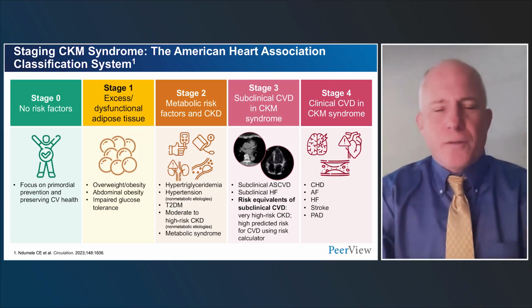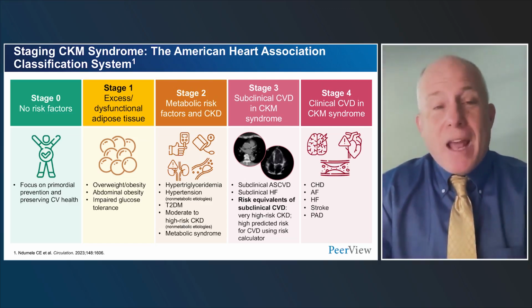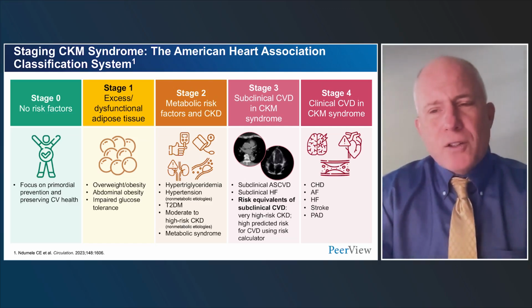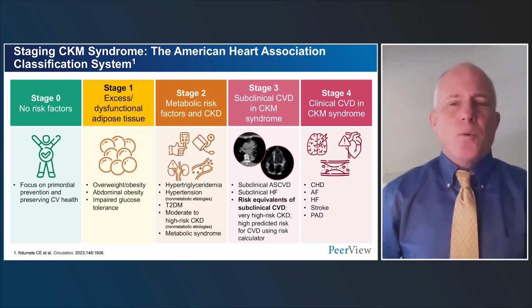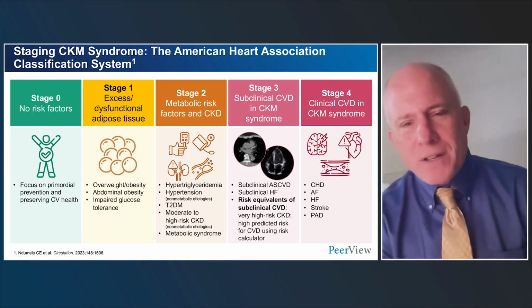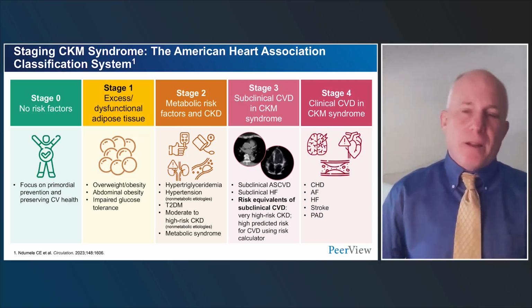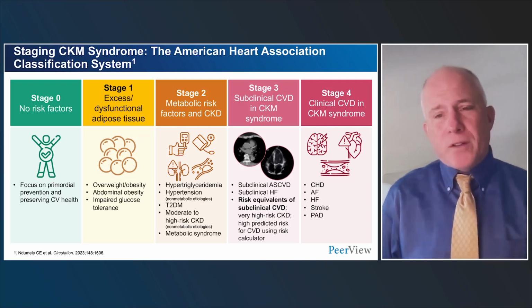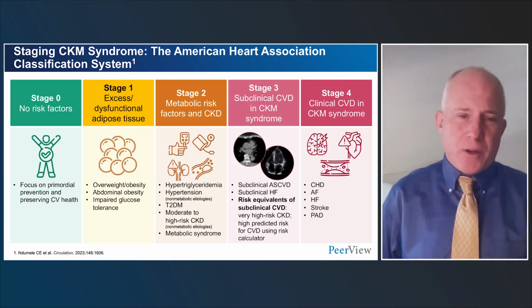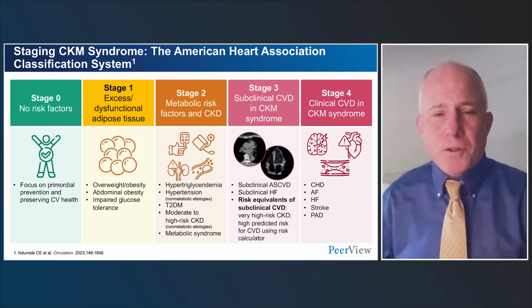So if we go to the far left, really, we'd like to see everybody stay at stage 0, where they have no risk factors for CKM, and we're preventing excessive adiposity, hypertension, diabetes, dyslipidemia, heart disease, and kidney disease. This is going to be important. This is really where most effective treatment could be if we're able to do it early enough. But we have some work to do.